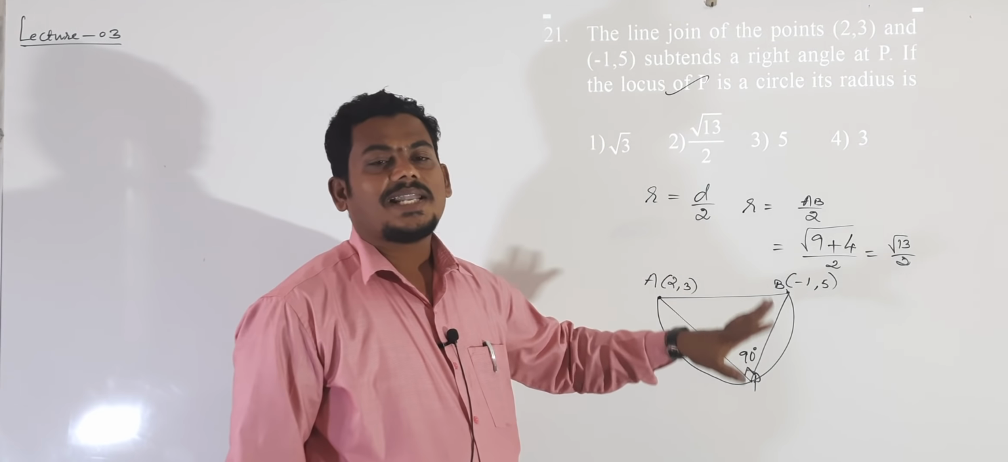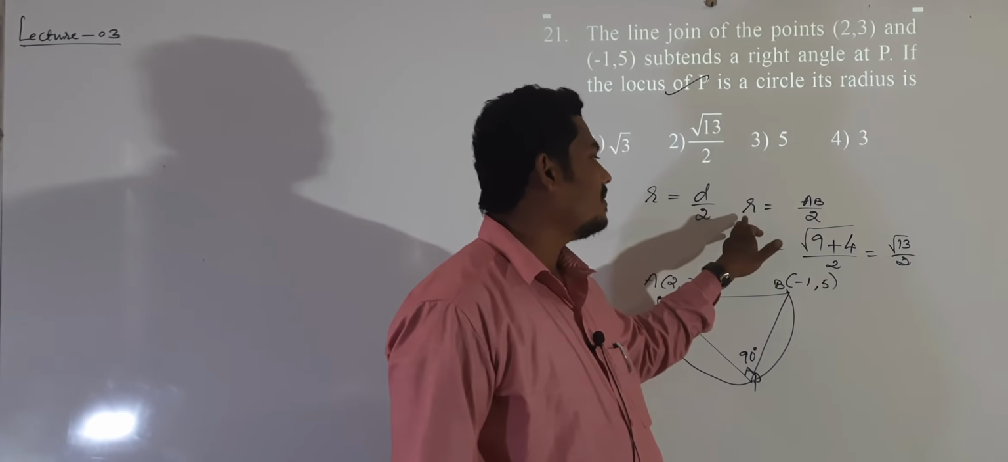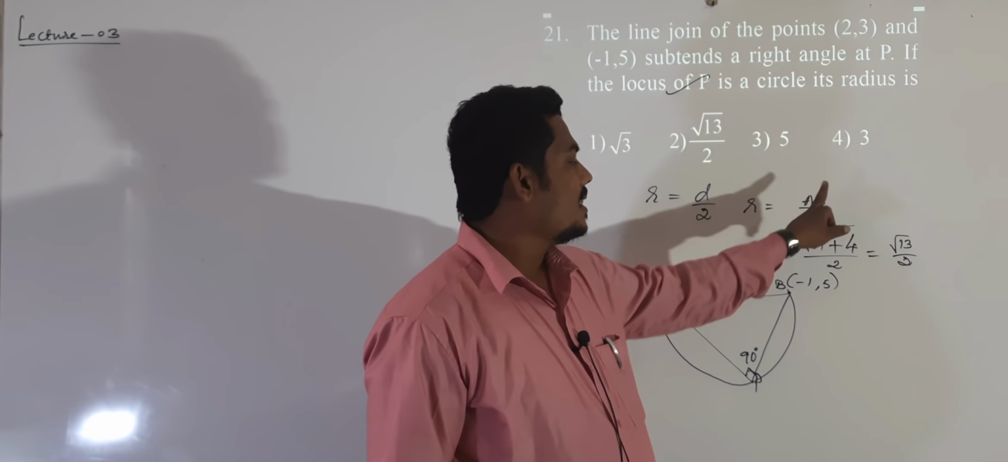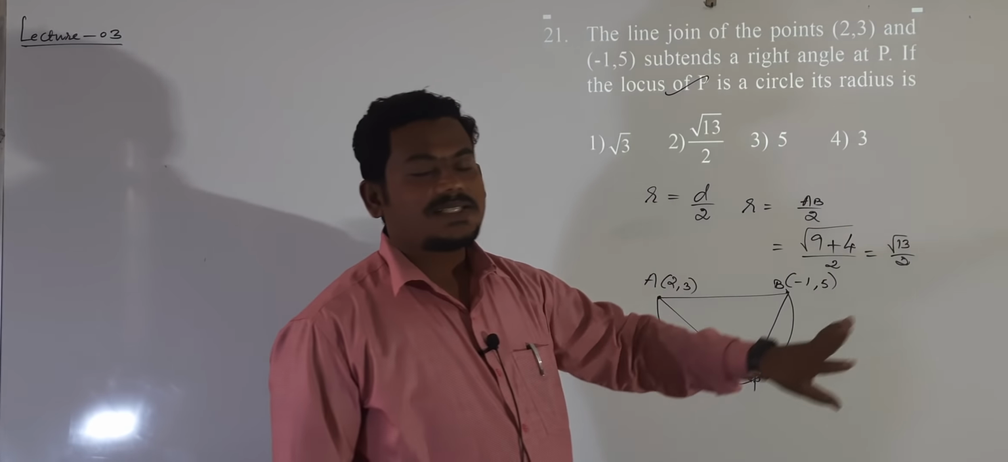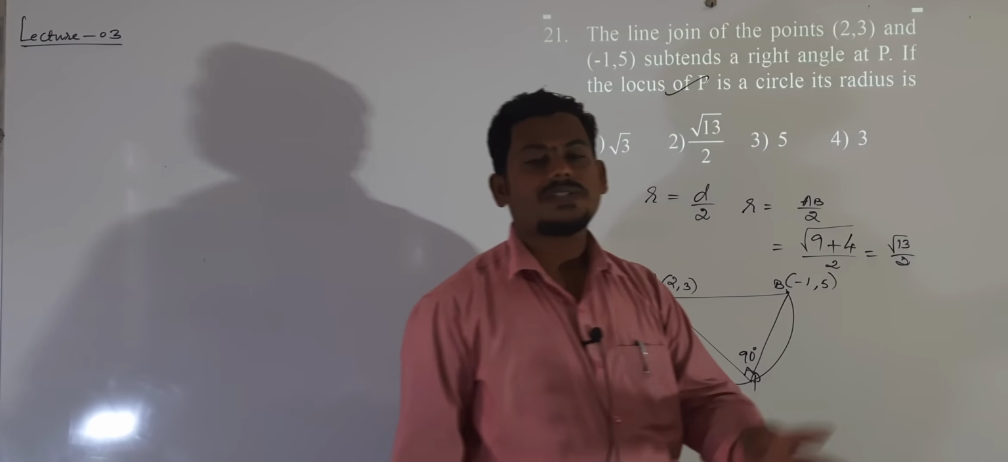Radius of the circle is diameter divided by 2. Here AB is the diameter. AB divided by 2 gives its radius. The diameter is square root of 13, divided by 2 gives its radius.